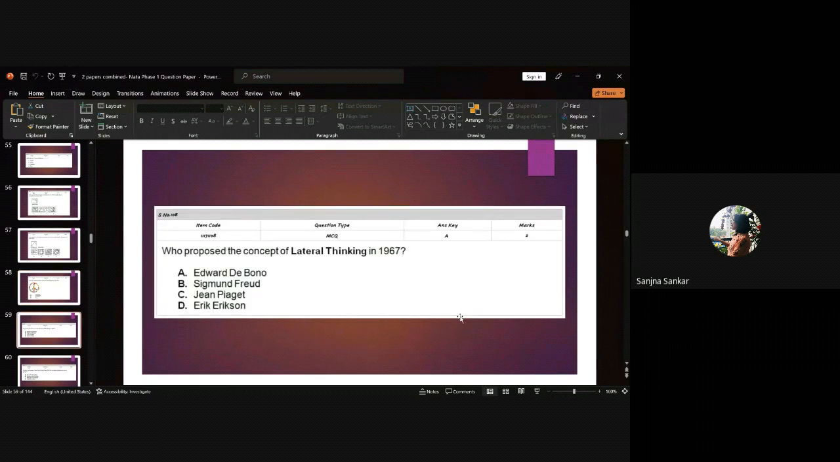Next question: who proposed the concept of lateral thinking in 1967? Option A, Edward de Bono. Option B, Sigmund Freud. Option C, Jean Piaget. Option D, Erik Erikson. The correct answer is option A, Edward de Bono. Edward de Bono, a Maltese physician, is also a psychologist, author, inventor and broadcaster.